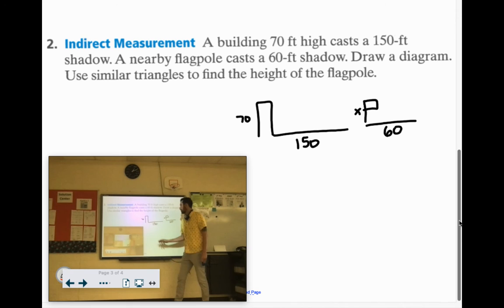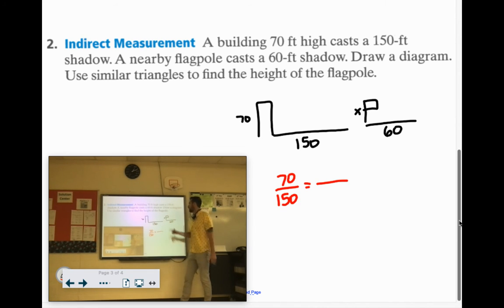So we set up our proportion. Many ways you can set it up. Let's go height over its shadow. So the building was 70 feet. Its shadow was 150 feet. The height of the flagpole is x. The shadow of the flagpole is 60.